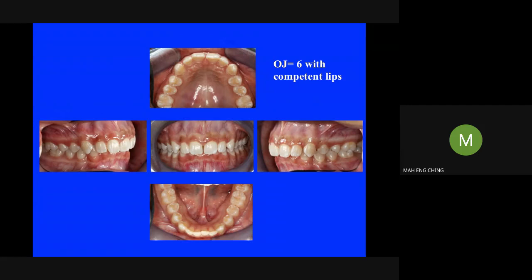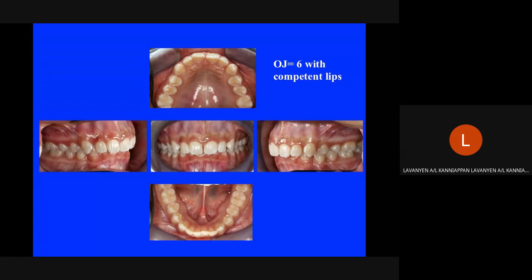Crosslap, do you want to try this? Overjet 6 millimeters, competent lips. What score can you get? 4A? Why 4A? What's the definition for 4A? More than 6, that's a 9 for each line.